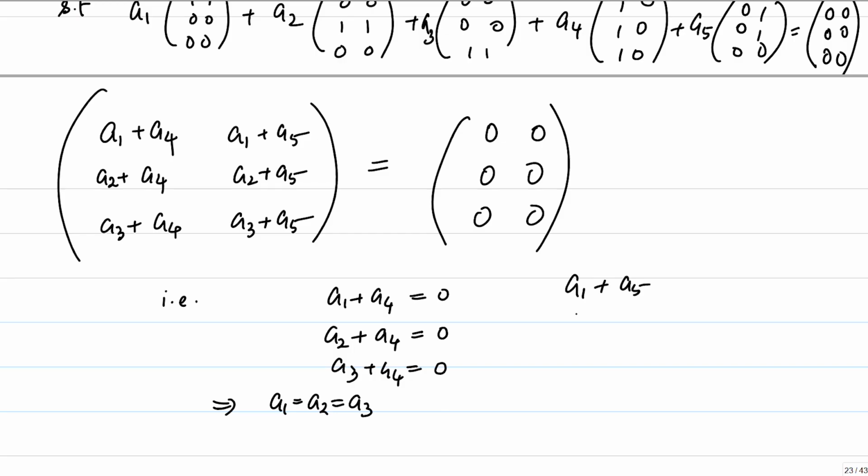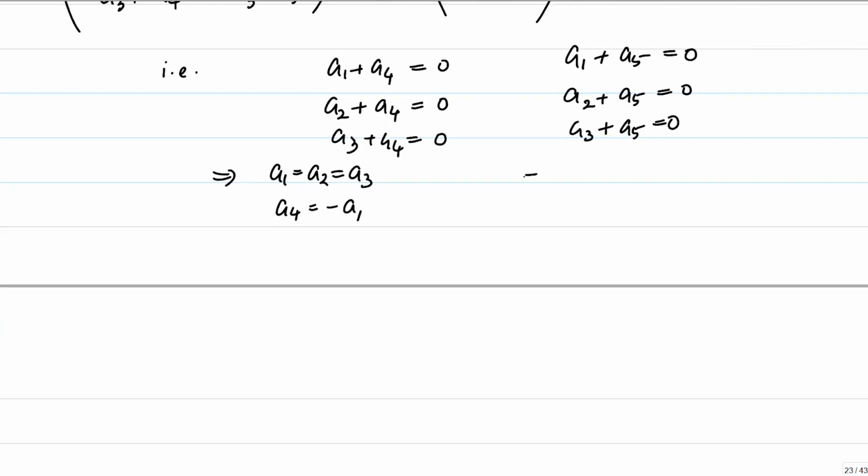A1 plus A5 is equal to 0, and this also tells us that A4 is equal to minus of A1, whatever the value of that is. This is also A2 plus A5 equal to 0, A3 plus A5 equal to 0, which implies that A1 is equal to A2 is equal to A3 again, so which is consistent, and A5 is equal to minus of A1. So, in particular, if A1 is equal to 1, then A1, A2, A3 are all 1, A4 is minus 1, and A5 is also minus 1.